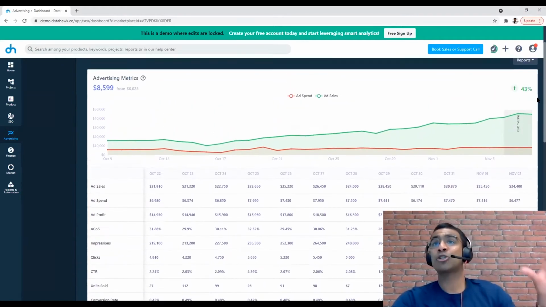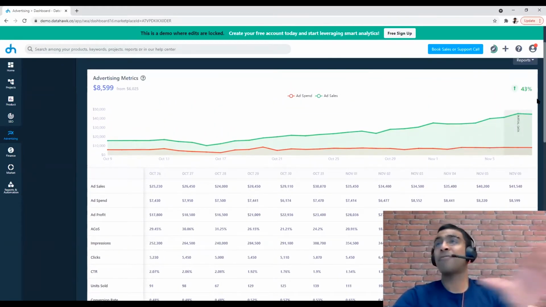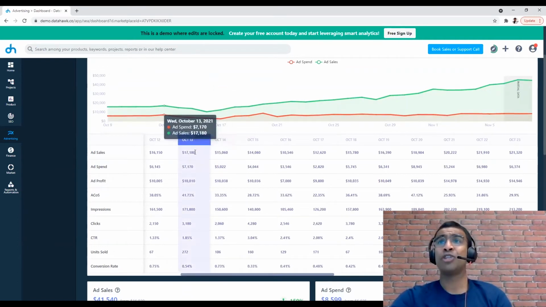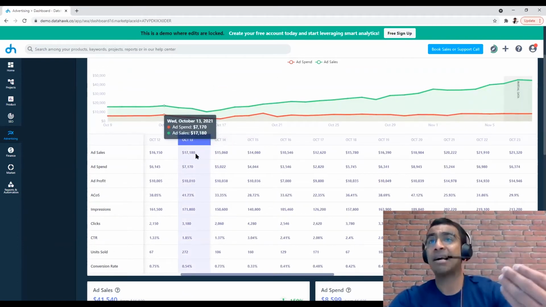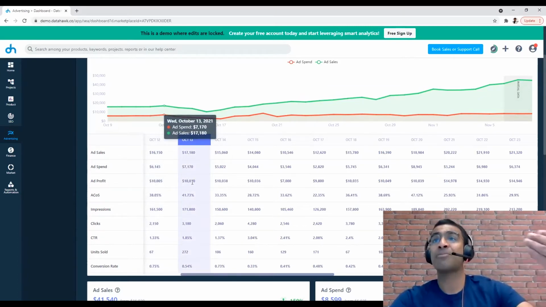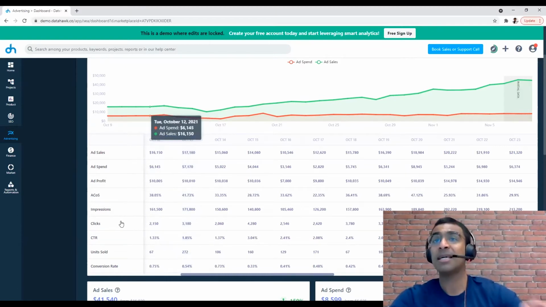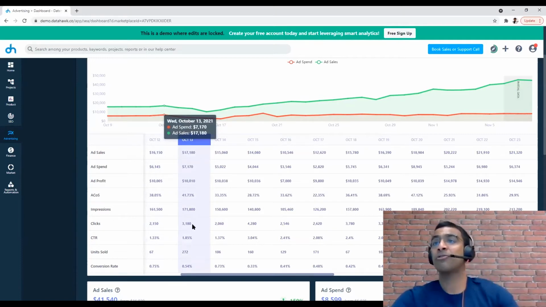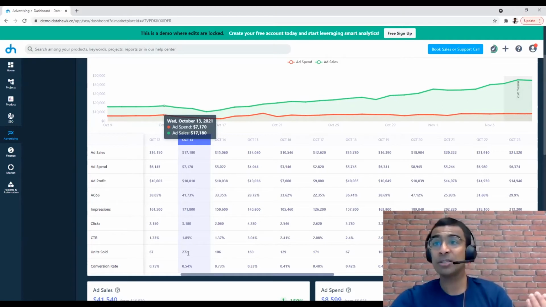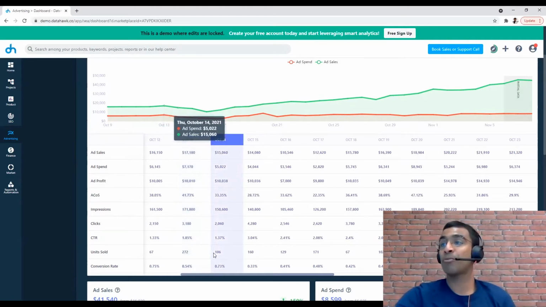And then here you can see a top-level view for your advertising account. Let's say, on October the 13th, you generated ad sales worth $17,000. You spent $7,000 on advertising. That means your ad profit was so much. Your ACoS was 41%. The number of impressions you captured was 171,000. The number of clicks you captured was 3,000. Your CTR was 1.85%. The number of units sold was 272, and your conversion rate was 0.54%.